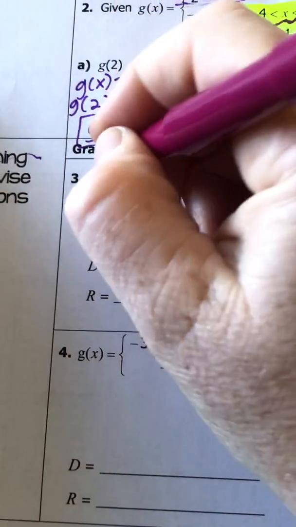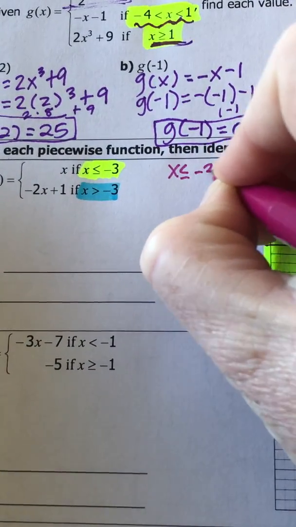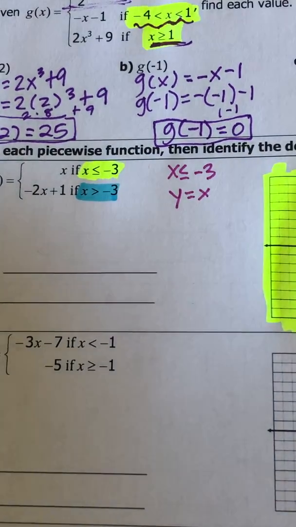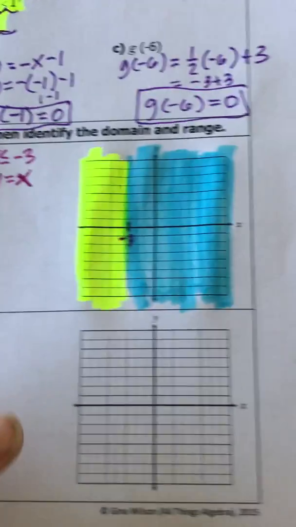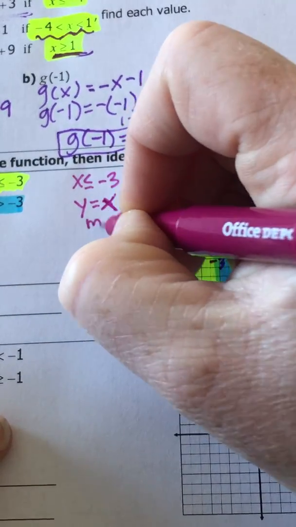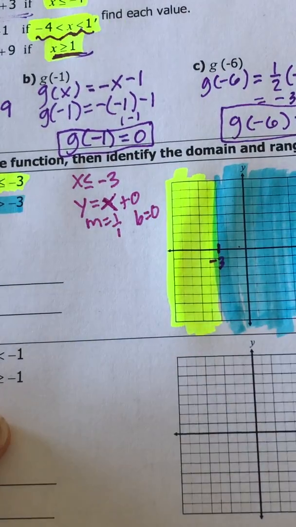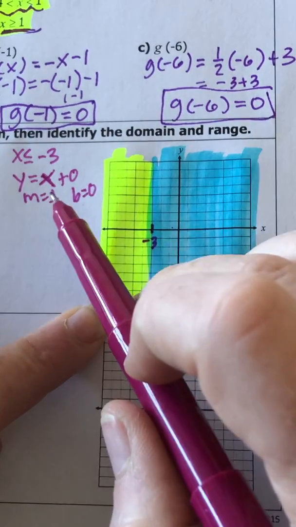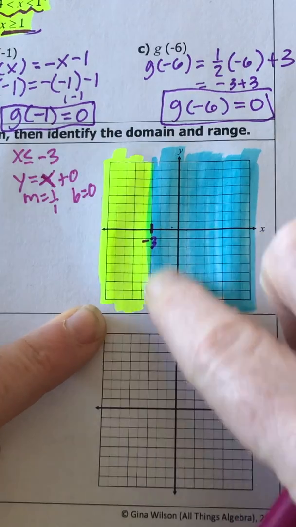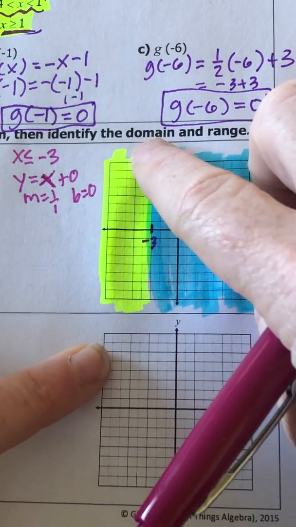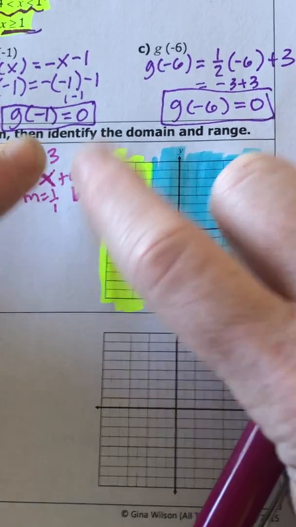So remember, f of x is y equals, that's another word. So for x is less than or equal to negative 3, my graph is y equals x, okay? So what you want to do is, that is a slope of 1 over 1 and a b of 0, okay? So what I suggest is that you plot all of these points the whole way across the graph, but we're only going to connect the domain, the left side, because that's what the domain is here, less than or equal to negative 3, okay?